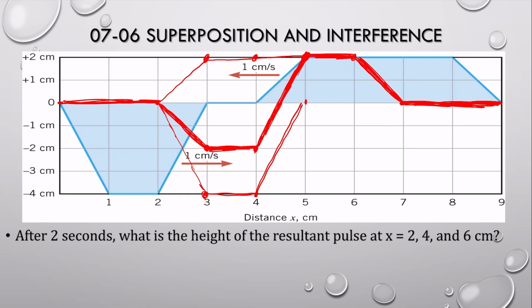So the result is the thick red line, which I got after moving each individual pulse 2 places, because it was 2 seconds of motion, and then added the y values of each of the points of each of the graphs, the heights of the graphs. So the resultant at x equals 2 appears to be 0. At x equals 4, we're at negative 2. And at 6, we're at positive 2.